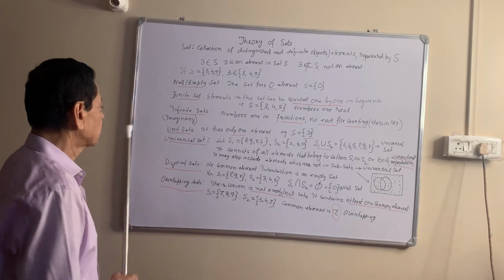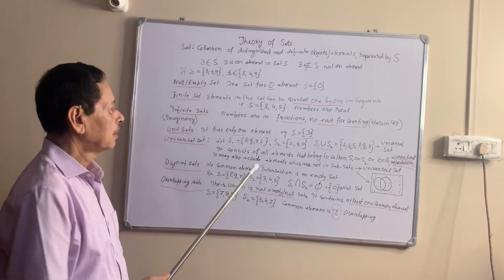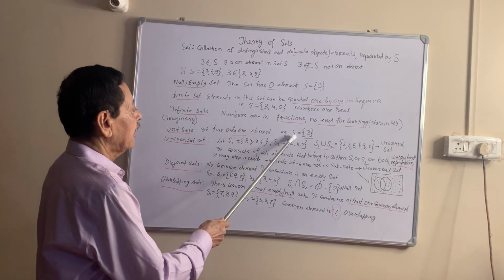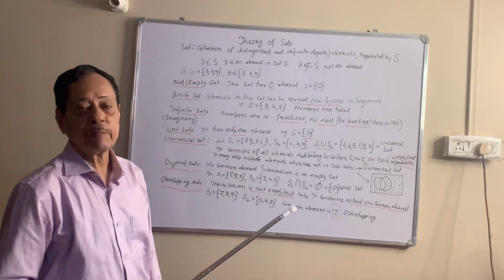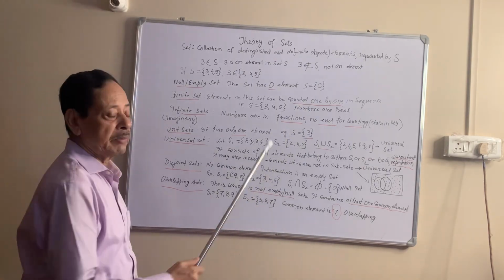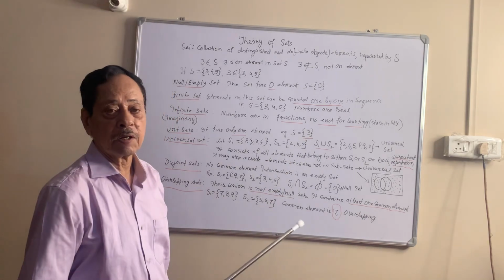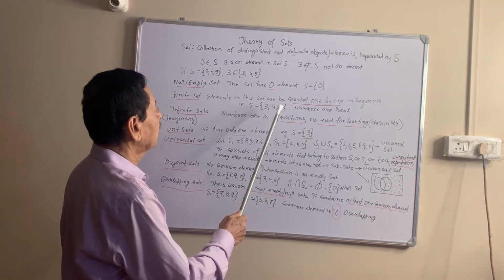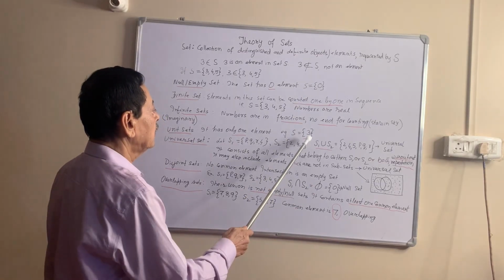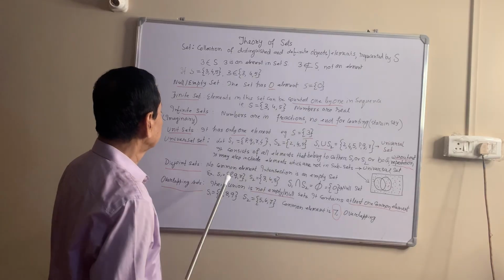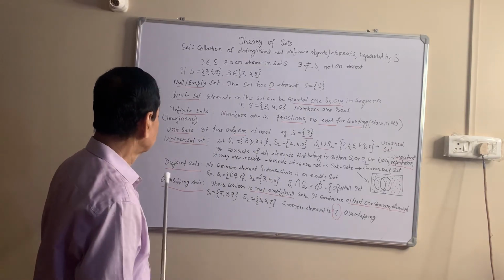Now unit sets: a unit set has only one element. For example, say S is equal to this, so only one element is there. Whatever the magnitude may be, it doesn't matter, but it is only one element, not 0. If it is 0, it is a null set. Apart from 0, any single element will form a unit set.